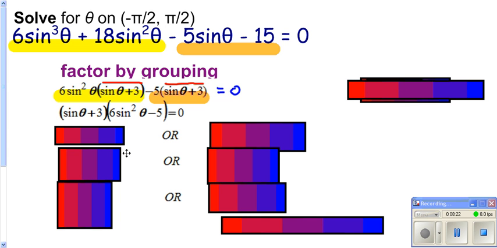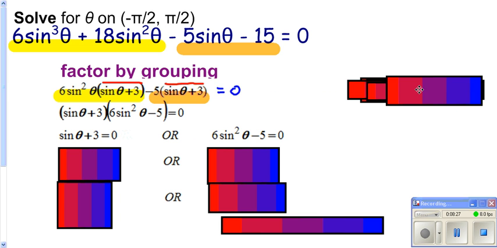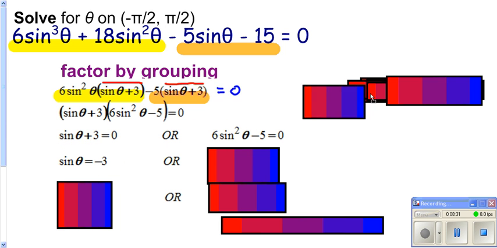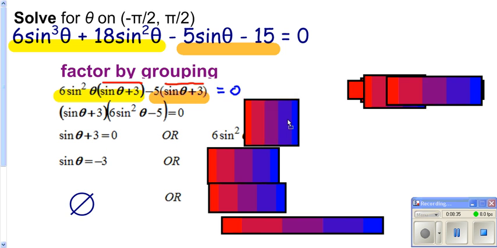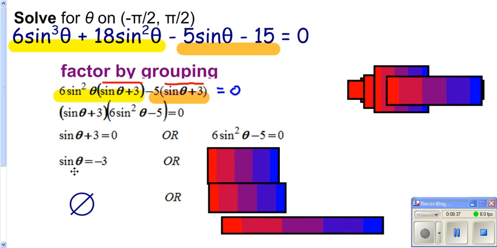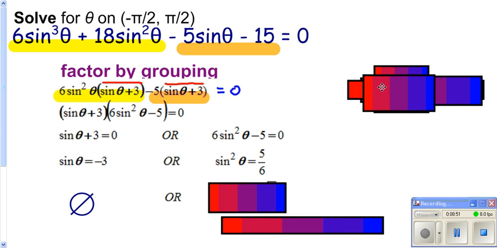Two things multiplied together to give you 0, so you set each one equal to 0. Solve each one of these for your sine. This one over here is easy because remember, your sine only goes from 1 to negative 1, so it will never make it to negative 3. Over here, solve it for sine squared, so you'd add a 5, divide by 6. So you get sine squared equaling 5 over 6.